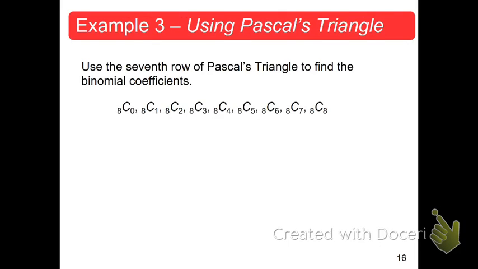Okay, on example 3, first there's a typo here. It should say use the 8th row of Pascal's triangle to find the binomial coefficients. And we know it really should be the 8th row because remember our row number is based upon that exponent. Our exponent is our n when we're looking at our combination. So now I know then that there was a typo there.